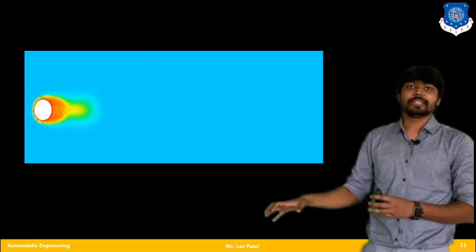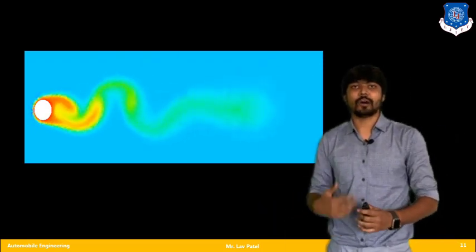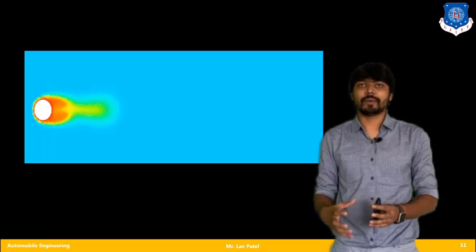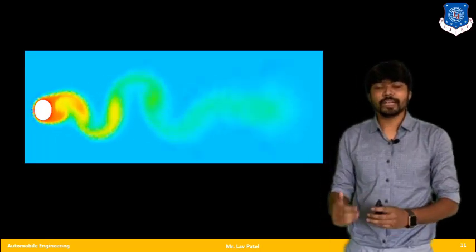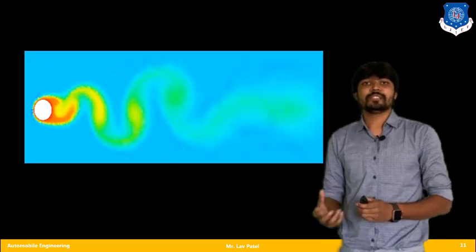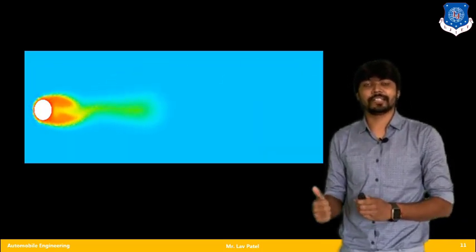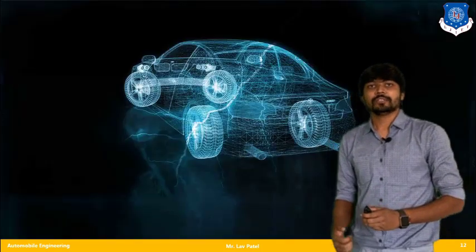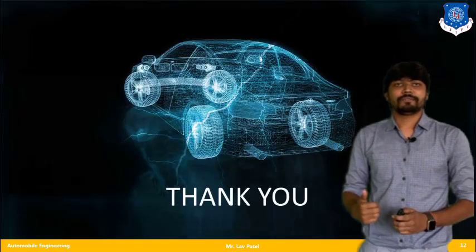speed. So that is all about vortices, how aerodynamics is going to affect my overall car body, and how different shapes are going to change with respect to the airflow. So this is all about the first topic.